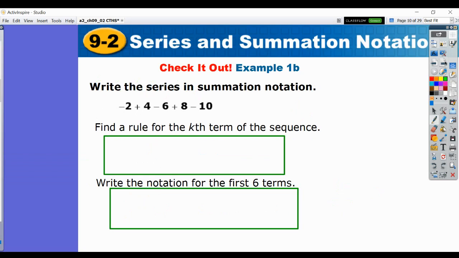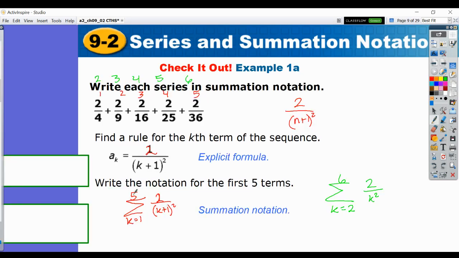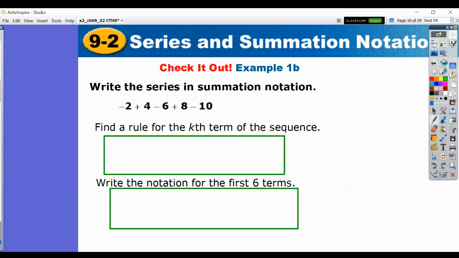One thing to note, though, is when you start from 1 to 5, there are 5 terms, right? When you start from 2 to 6, there are 5 terms. So 6 minus 2 is 4, but because you also have the term that you started with, which is term number 2, you actually have 5 terms. All right, let's try another one.